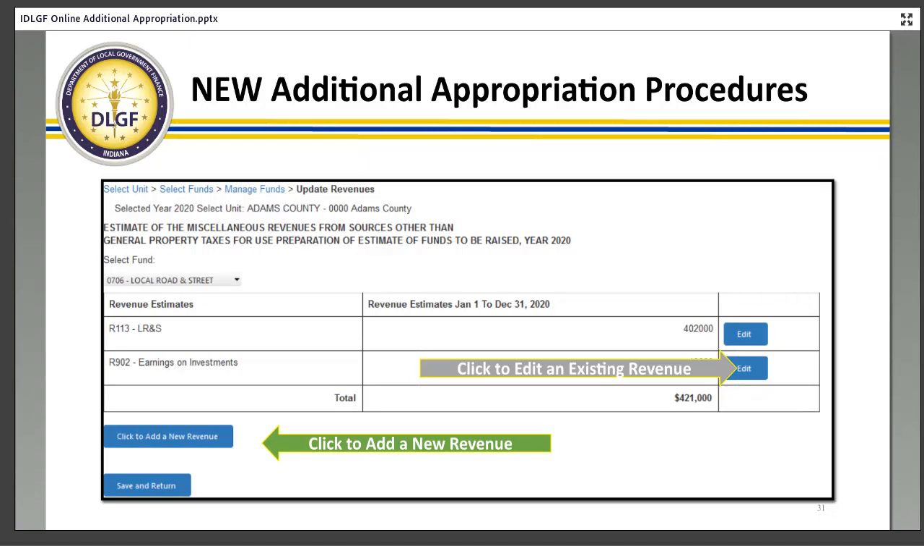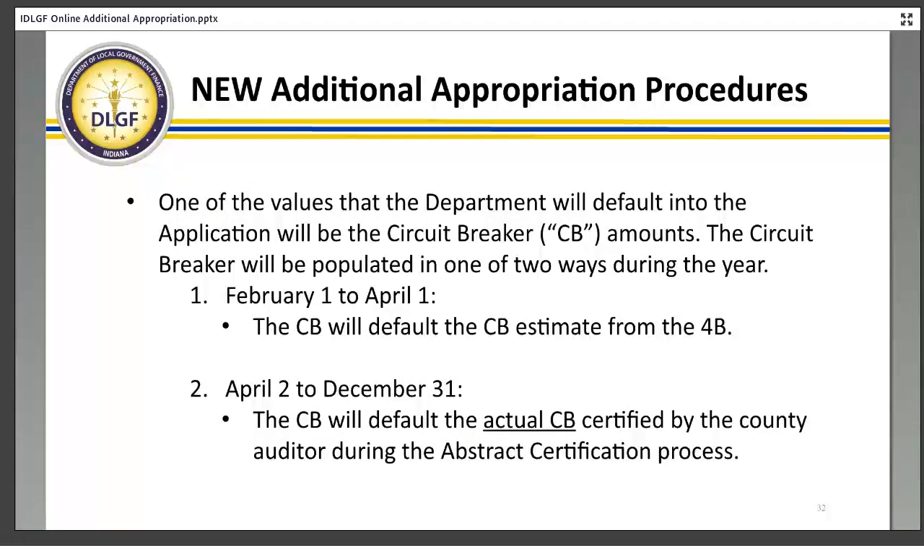I should also mention that this is not a required function of the additional appropriation. If your additional appropriation is based exclusively on unappropriated dollars that the department is already aware of, this step can be bypassed in the application. It's just available if necessary.